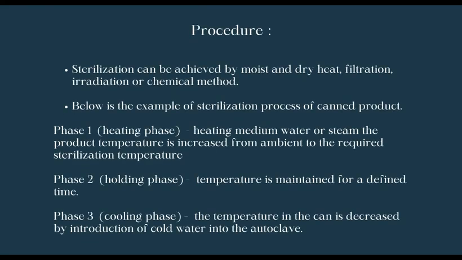Sterilization can be achieved by moist and dry heat, radiation, filtration, and chemical methods. Now we can see the procedure of sterilization of canned products through three phases. Phase 1 is the heating phase until it achieves the exact temperature of sterilization. Next is phase 2, the holding phase, which means the temperature is maintained, and cooling phase 3, where the product is kept in the autoclave machine to cool down.